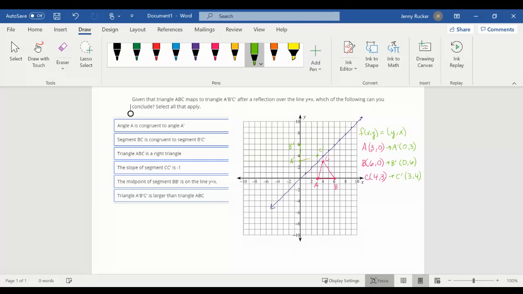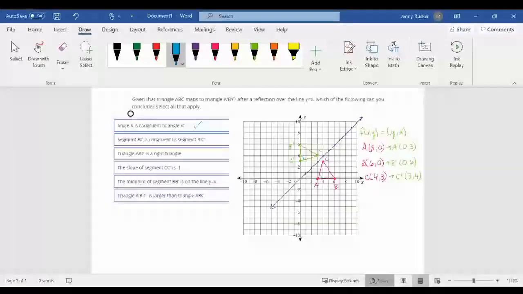All right, now we have triangle A prime, B prime, C prime. Let's go through our properties. Angle A is congruent to angle A prime. Angle A and angle A prime are corresponding angles, and A prime resulted from a reflection, and a reflection is a rigid motion transformation or isometry. So our triangles are congruent, and since A corresponds with A prime, we know that those angles are congruent, so that is true.